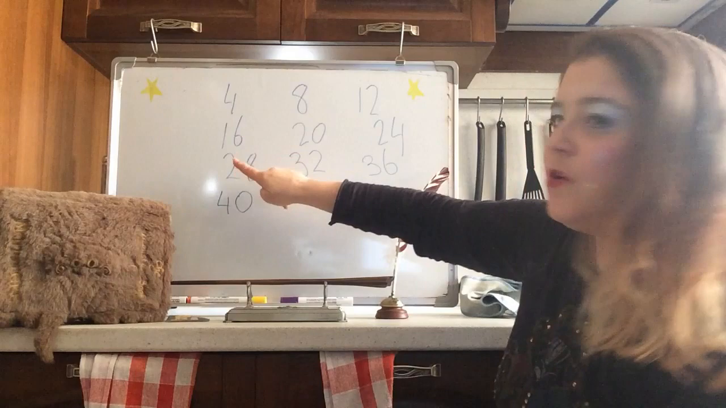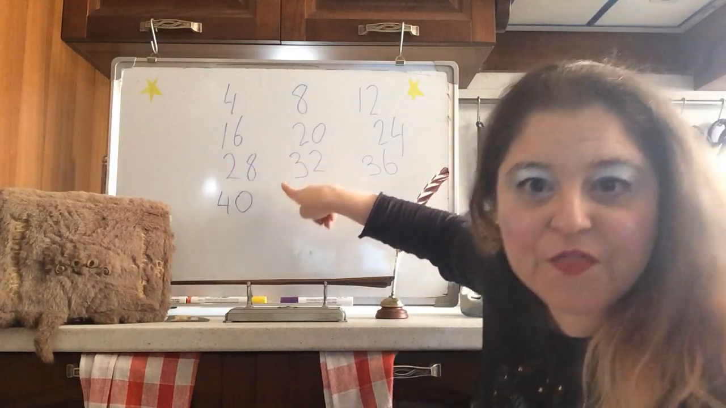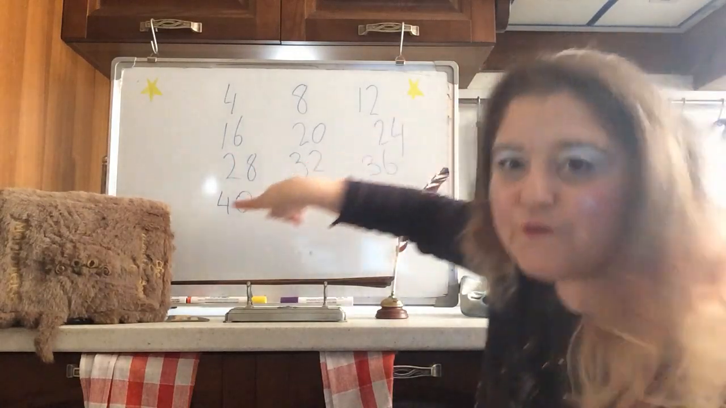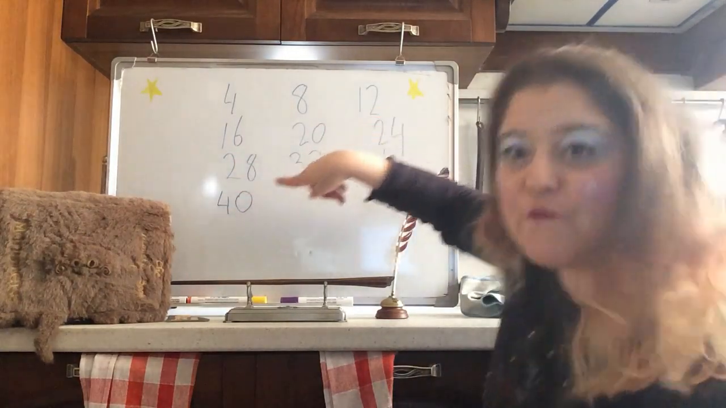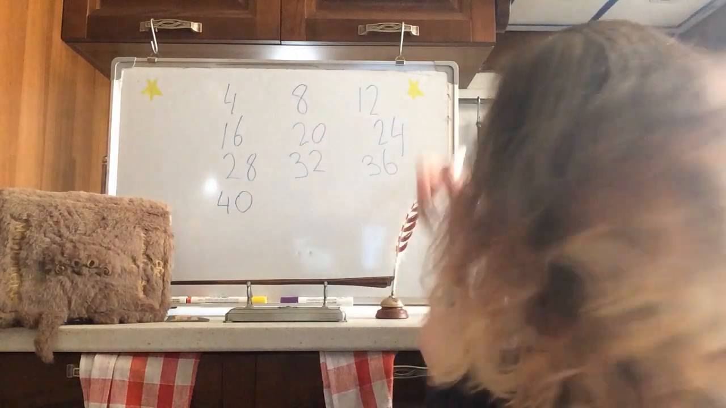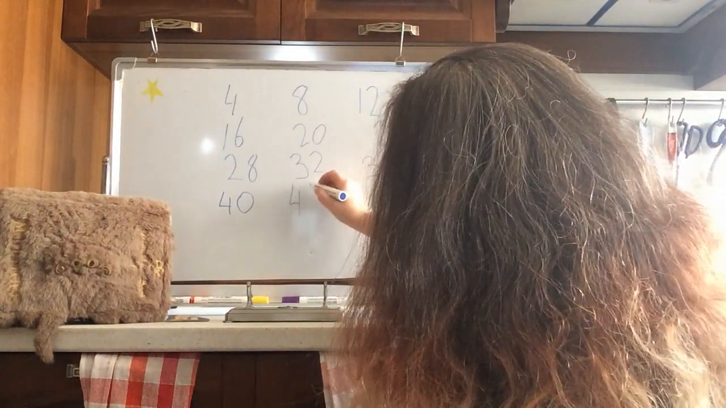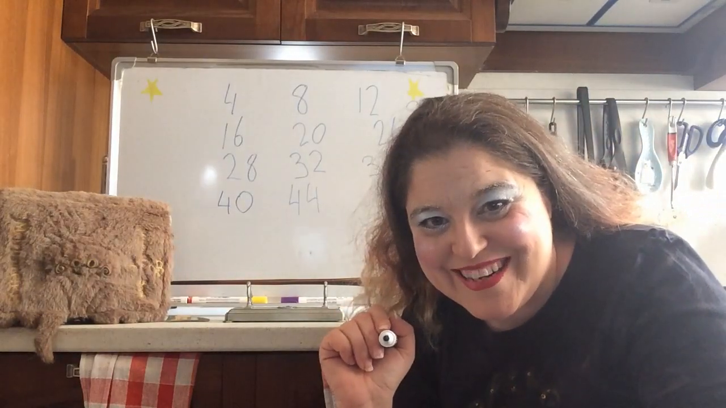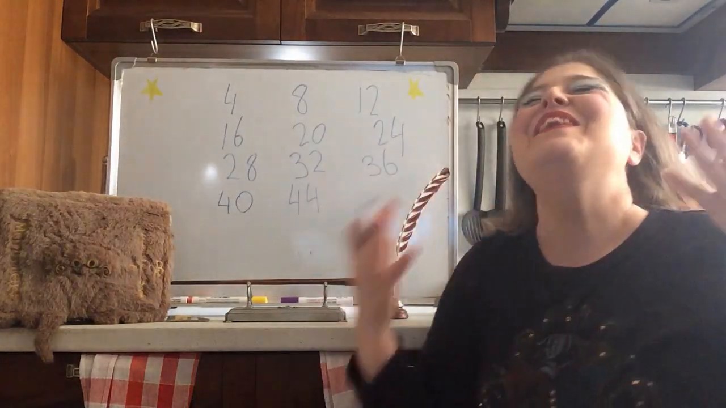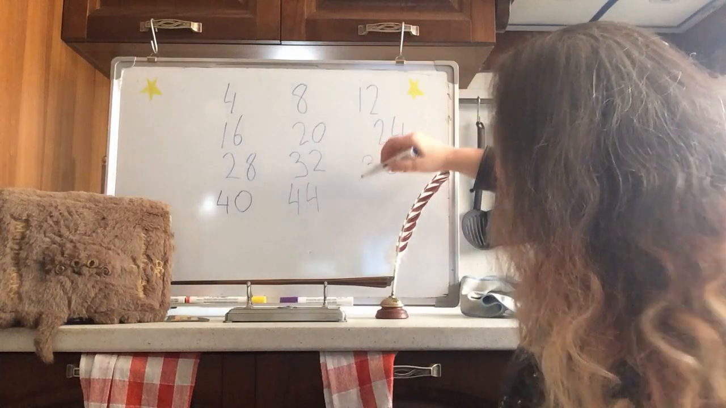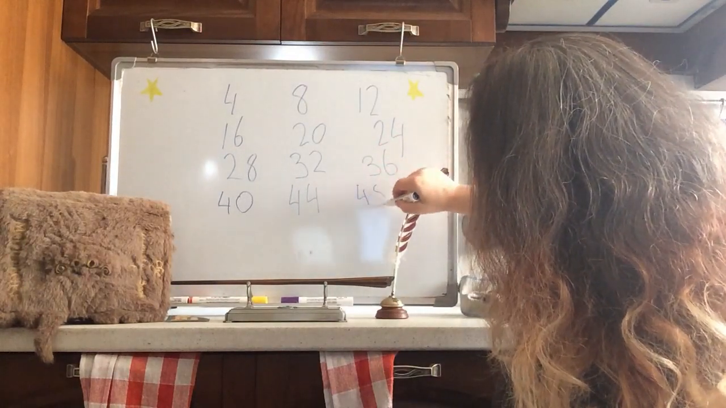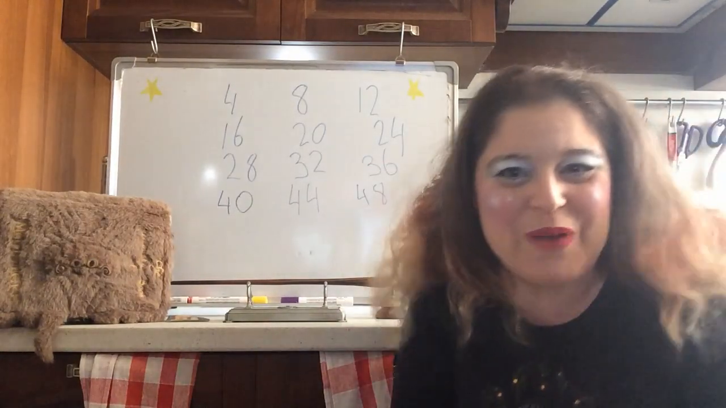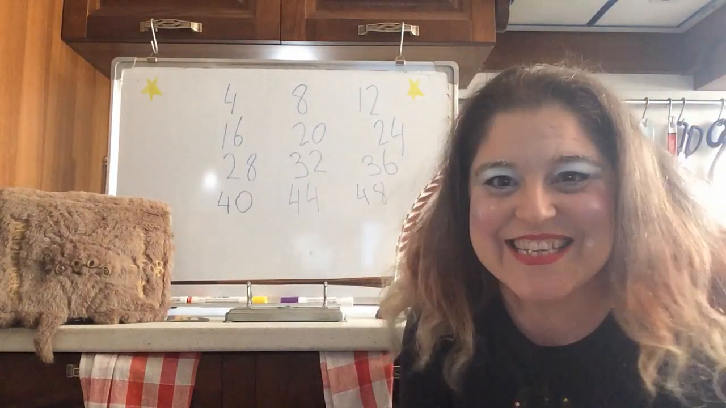36, 38, 40, 42, 44. Very good. The next one is 44. And the last number? Very good. You guys are so clever. 48. Here are the multiples of 4 all the way to 48. Excellent job.